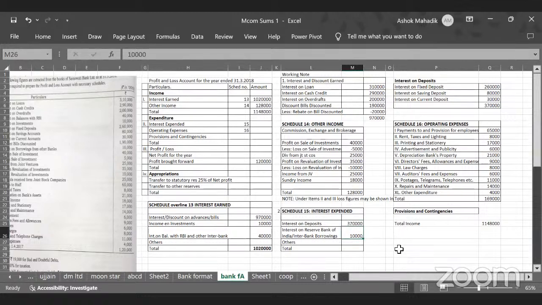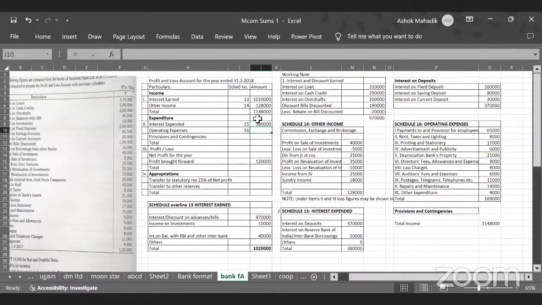But have patience. We'll be able to solve it. Don't worry at all. Now let us add these. There are no other items in this schedule. So total will be 3,80,000. So schedule 15 total is 3,80,000. I can put it here. 3,80,000.